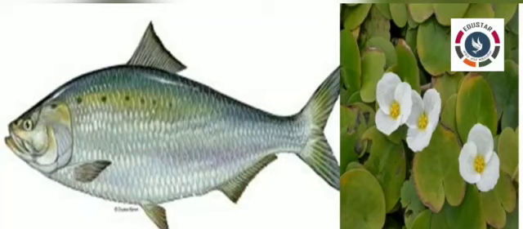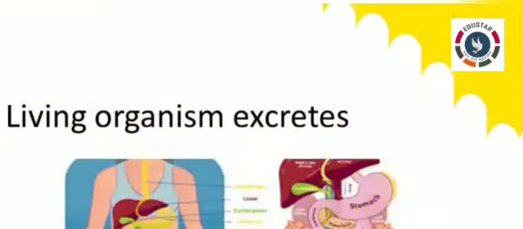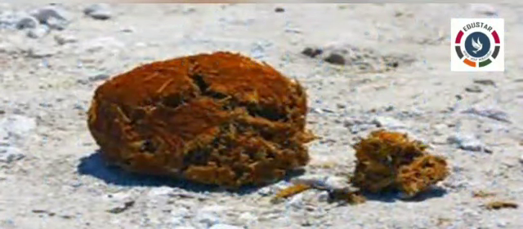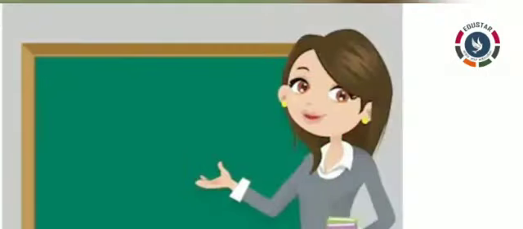Understood? Next, living beings excrete body waste. During digestion and respiration, some waste is produced inside the body. These waste products are thrown out of the body in the form of urine, sweat, exhaled air, and fecal matter. The process by which a living body throws out the waste products produced inside the body is called excretion.